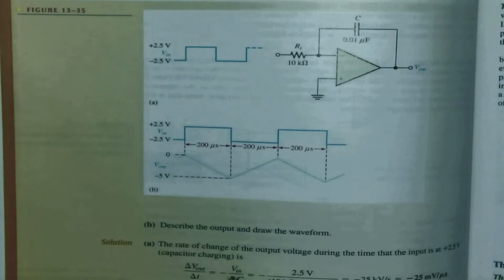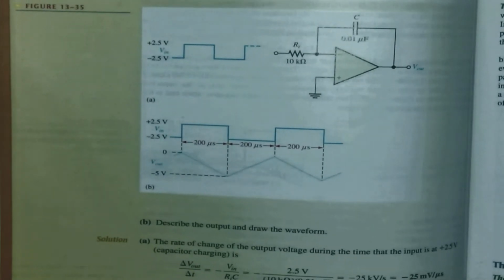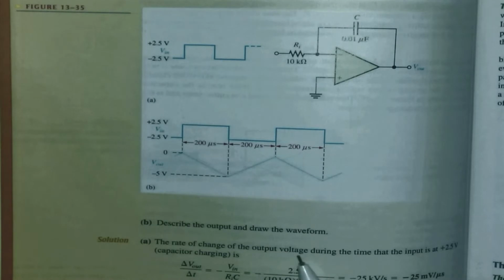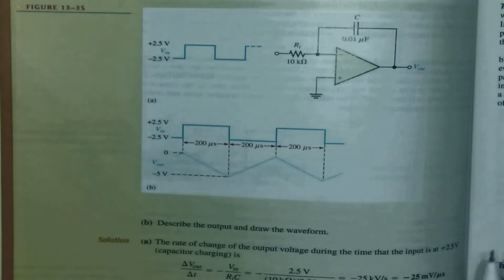All right, let's go and have a look at the calculations. They state the rate of change of output voltage during the time that the input is plus 2.5, the capacitor charging is delta V out over delta T is equal to minus V in divided by Rin C1. We know why the minus sign is there, because it will go in the opposite direction. When my input goes positive, my output will go negative, all right?